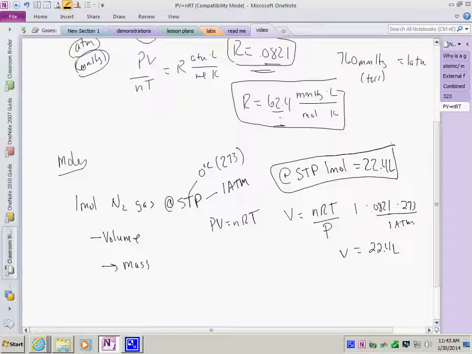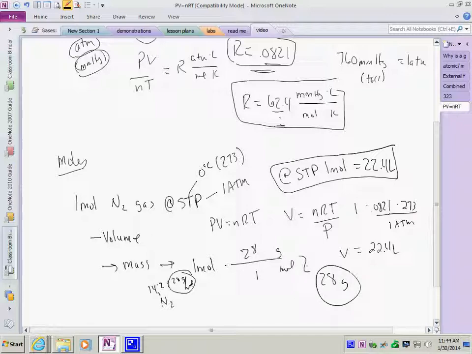Now, mass-wise, if I want to find the mass, let's do this. I have 1 mole, and I want to get rid of moles and go to grams. 1 mole of N2 is equal to 28 grams. I got that by adding up the molar mass: 14 off the periodic table, times 2 equals 28 grams per mole. That's another relationship. And so the answer is simply 28 grams will be the mass of nitrogen gas.